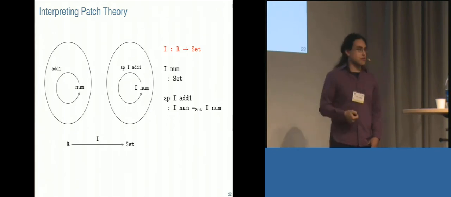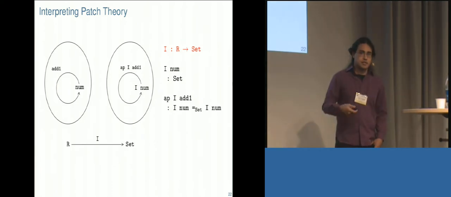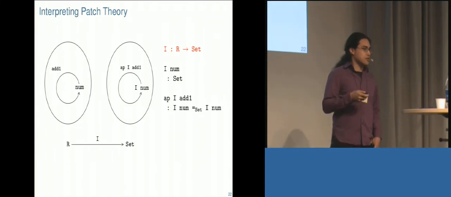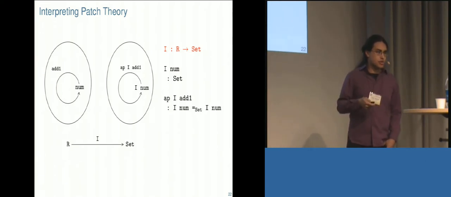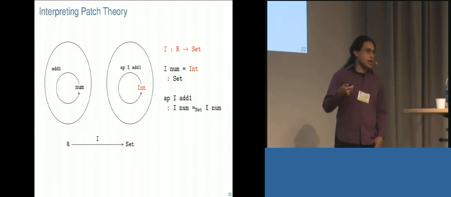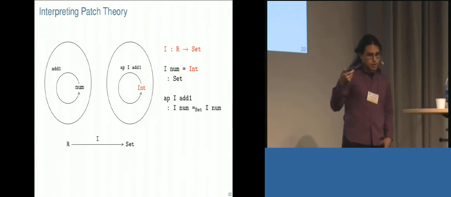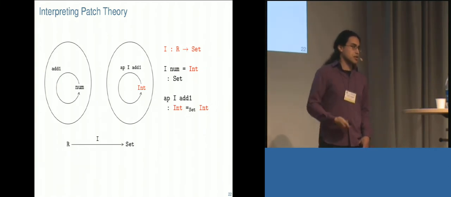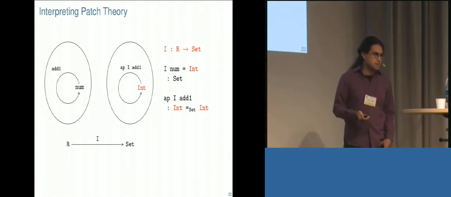So I'm going to use functorial semantics, and I'll map out of it into sets. Here, capital I is this interpretation functor. The idea is, I have to find the same structure in set that there is in R. So I'm going to interpret the abstract repository num concretely as the type int. Therefore, because we respect identifications, I have to interpret the add one identification as an identification of int with int. Okay, so now the question is, what is an identification of a type with some other type in the type of all sets?